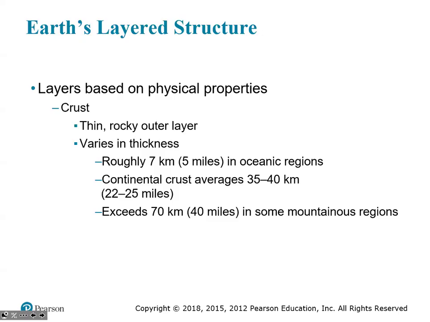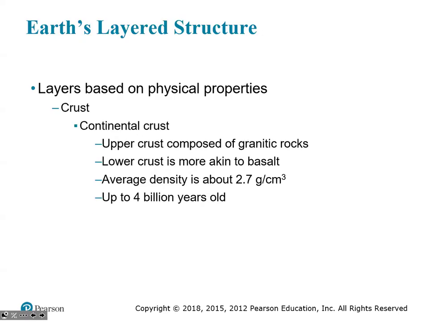The continental crust exceeds more than 70 kilometers or 40 miles thick in some mountainous regions. The continental crust is the upper crust composed of granitic rocks. The lower crust is more akin to basalt. The average density is about 2.7 grams per cubic centimeter, and it's up to about 4 billion years old.